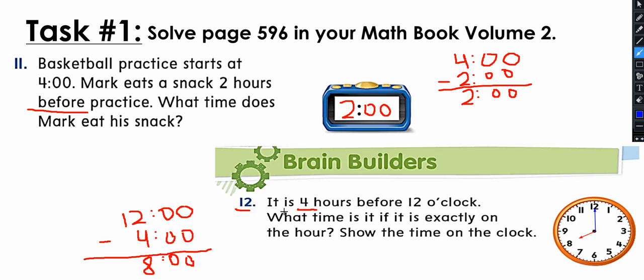Got it now? So again, it is 4 hours before 12. What time is it if it's exactly on the hour would be 8 o'clock. Show the time on the clock. The hour hand will be pointing to 8 and the minute hand will be on 12.